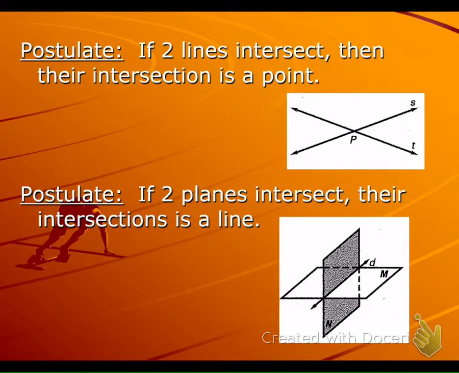So here are 2 things. These are definitely on the test. I can see the questions in my head from last year. If 2 lines intersect, they intersect to form a point. So, intersecting lines, these 2 would intersect at point P.